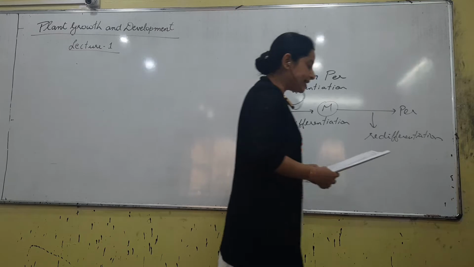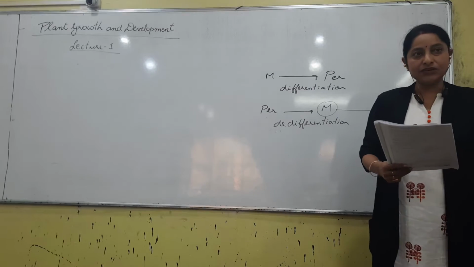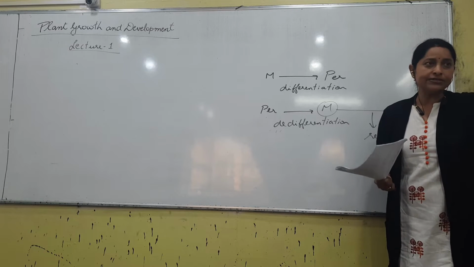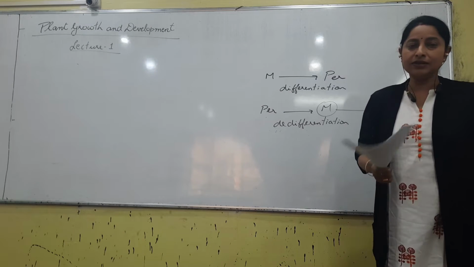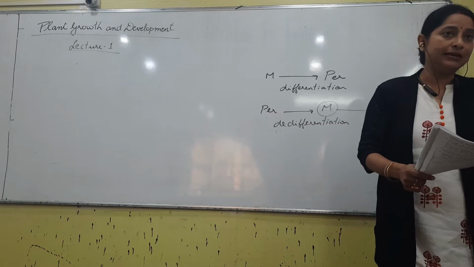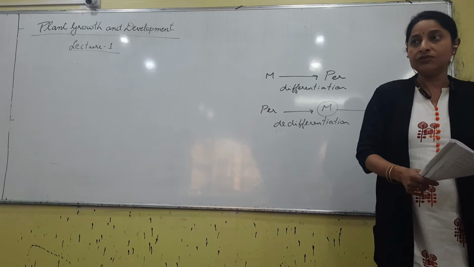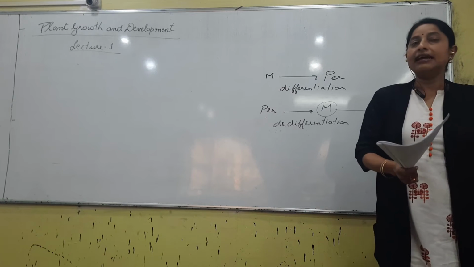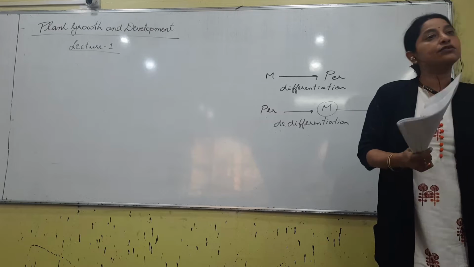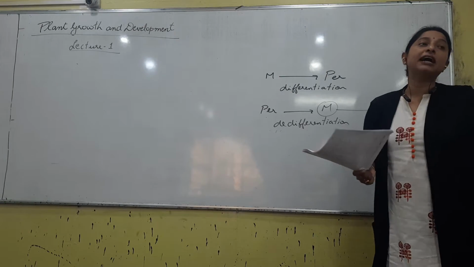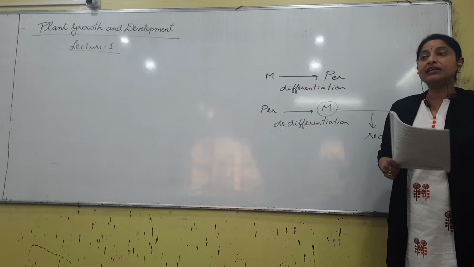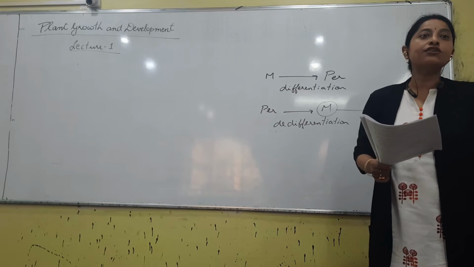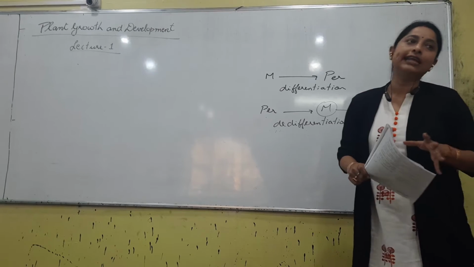So there are types: arithmetic growth, geometric growth, relative and absolute growth. Generally you can talk about it as 4 types or as 2 types also. Either it could be arithmetic or geometric, relative or absolute, depending on which part of the plant you are talking about. That part will either show arithmetic growth or geometric growth, right? Different parts of a plant show different types of growth.